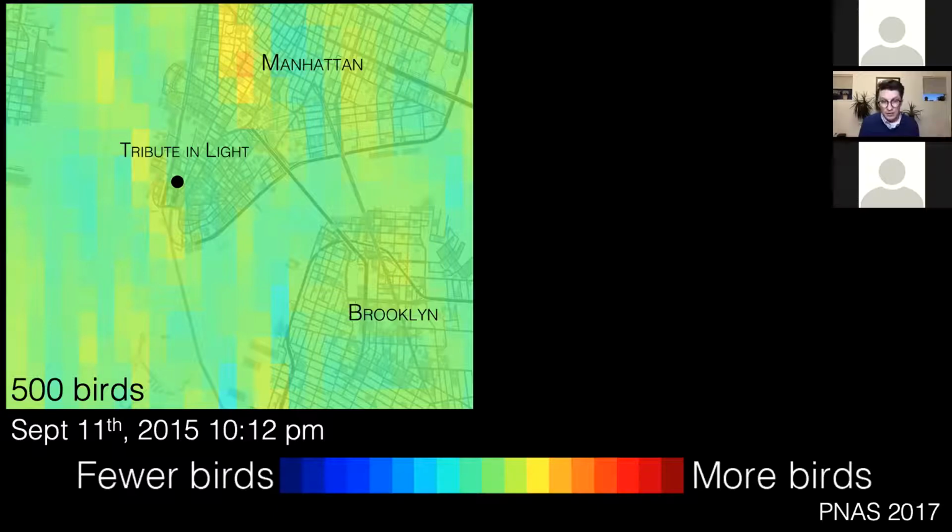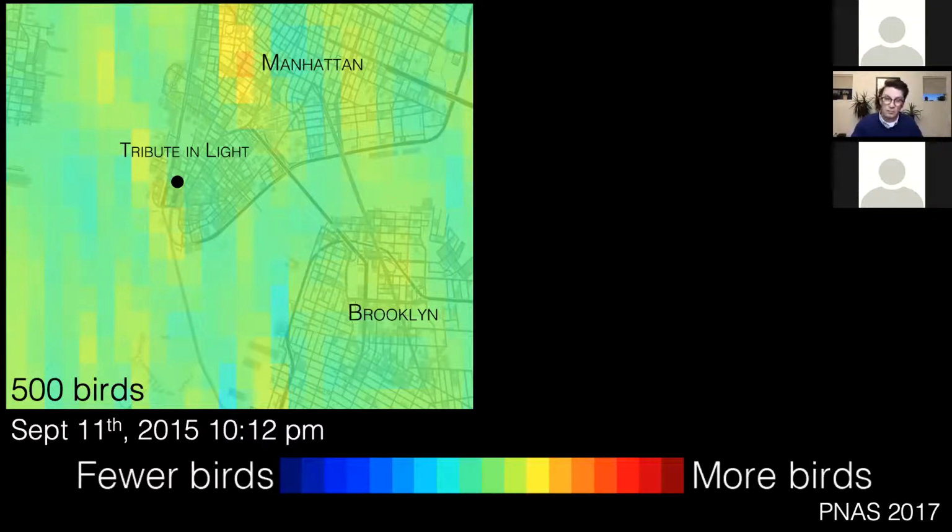In this image, taken September 11th, 2015 at 10:12 p.m., this is a radar depiction of what's going on over lower Manhattan. The Tribute in Light is at this black dot, at the southern tip of lower Manhattan. On this scale, red is going to be the prominent source of migratory birds. There's some speckling of that here, but this is probably just typical active bird migration, around 500 birds surrounding the Tribute in Light.